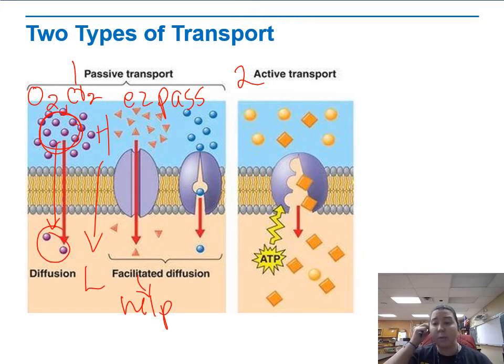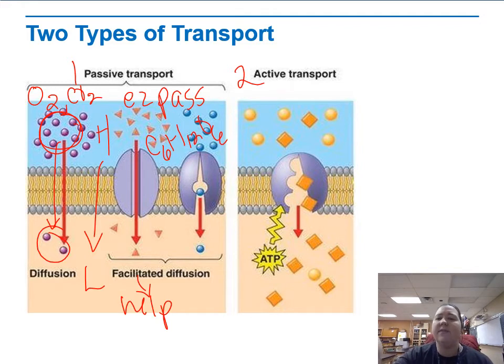Some of that is that they're too big. So glucose needs to do facilitated diffusion. Glucose is too big to get through the membrane by itself, so it needs a channel. It's basically a special lane for that molecule to get through. That's why I call it the easy pass.